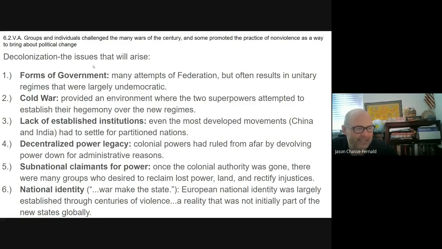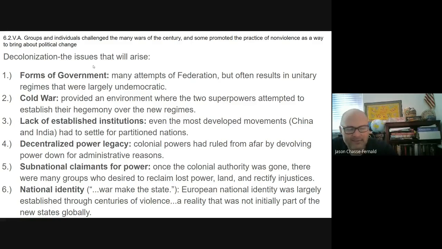Decentralized power legacy. Colonial powers have ruled from afar by devolving power down for administrative reasons. So what that means is that they did rely on individuals at the local level, at the decentralized level. Well, now we're going to largely see a lot of unitary governments get formed, which means all these former decentralized power brokers are going to become sources of instability within their countries.